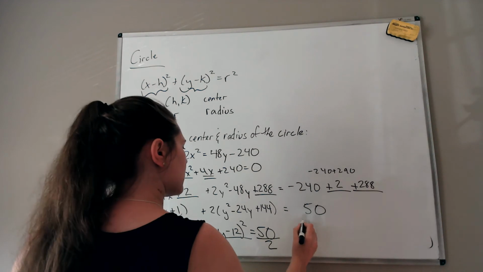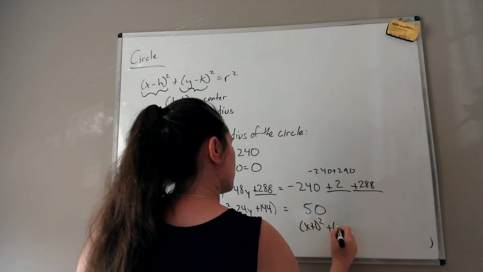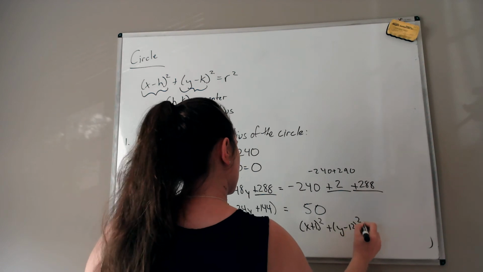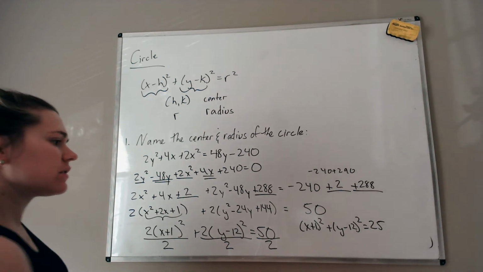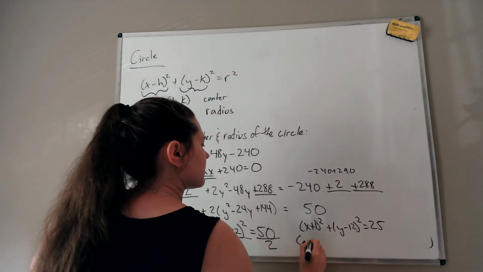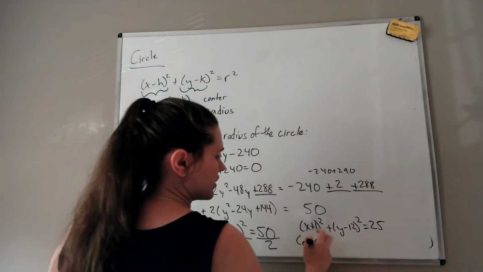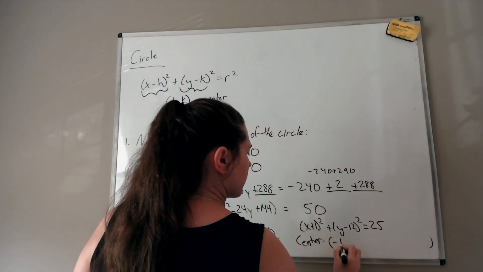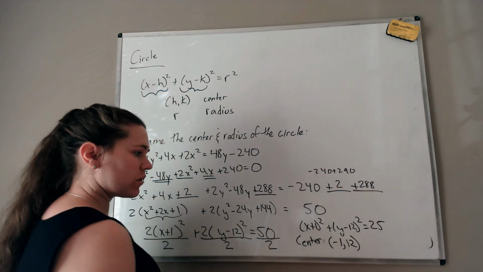So this would become (x + 1)² + (y − 12)² = 25. Now that you are in standard form, you can say what the center is. What makes this 0 for x? Negative 1. What makes this 0 for y? 12. So the center is (−1, 12).